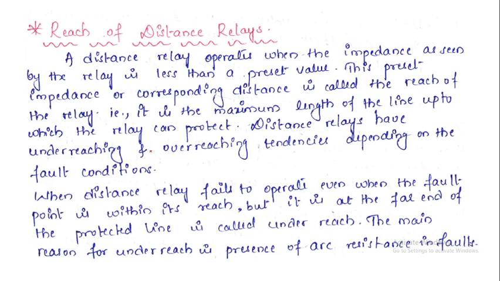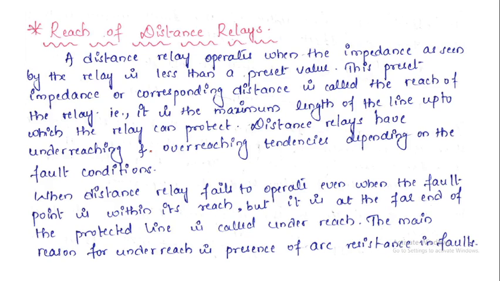It is the maximum length of the line up to which the relay can operate, whether it is O to Z1 or O to Z2. It is the maximum length of the line that the relay can protect from the point where the relay is located to the distance where the fault has occurred. So distance relays have underreach and overreaching tendencies depending upon the fault conditions.